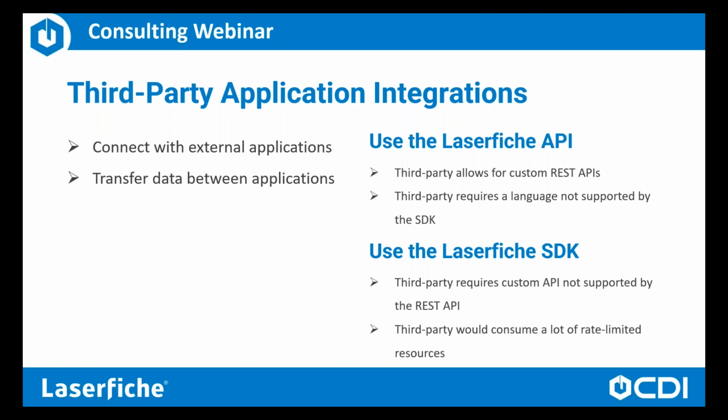Or if that third party would consume a lot of rate-limited resources. So for example, that third-party application is going to be sending over hundreds or thousands of files at a time to be imported into the repository. At that point, the SDK would be a better option to reduce the number of rate-limited calls that are consumed and to improve performance as well, where we wouldn't need to make a separate import call for each file.